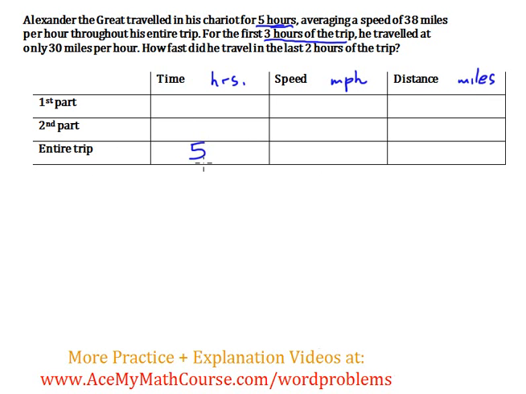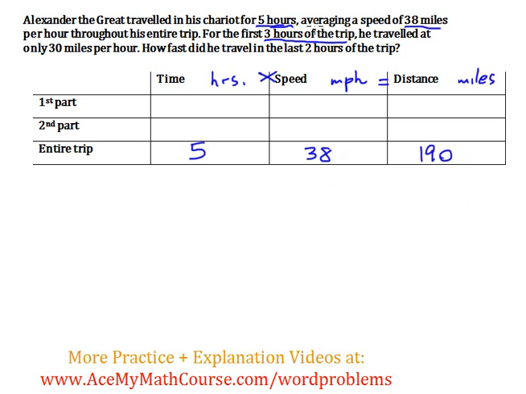So for the entire trip, which lasted 5 hours, and he was going on average at a speed of 38 miles an hour, how can we get the distance? Well, speed times time equals distance. So we can multiply the first two columns to get the third column. 5 times 38 is 190. So 5 hours at 38 miles an hour gives us 190 miles in total.